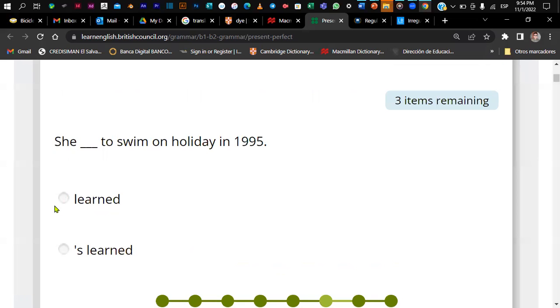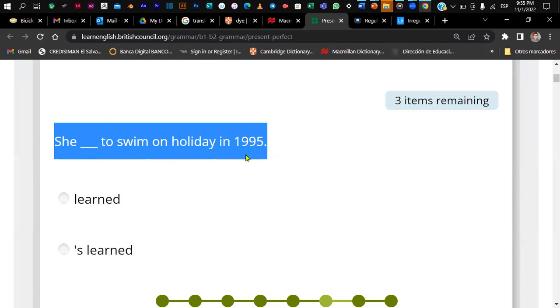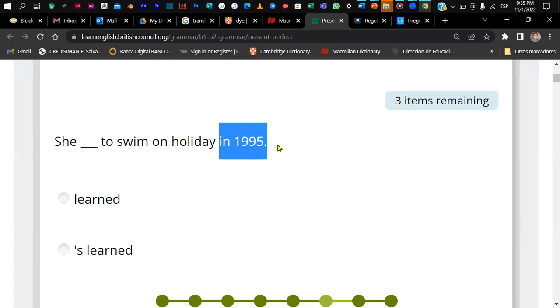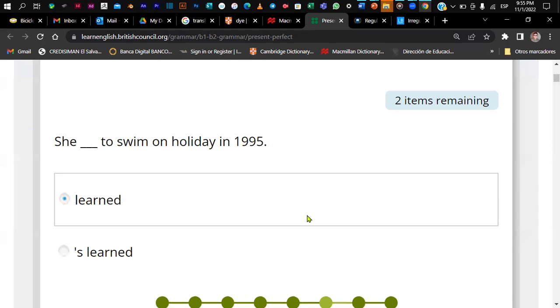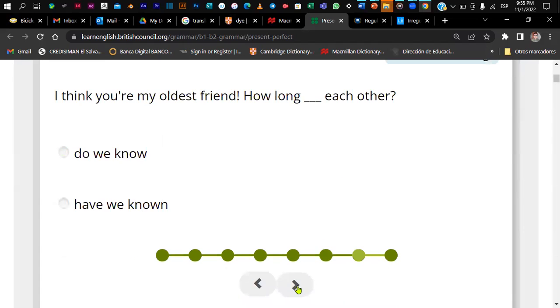She learned to swim on holiday in 1995. All right. Simple past or present perfect? Simple past, because it says in 1995. So it is learned. Okay. Let's see. Next.